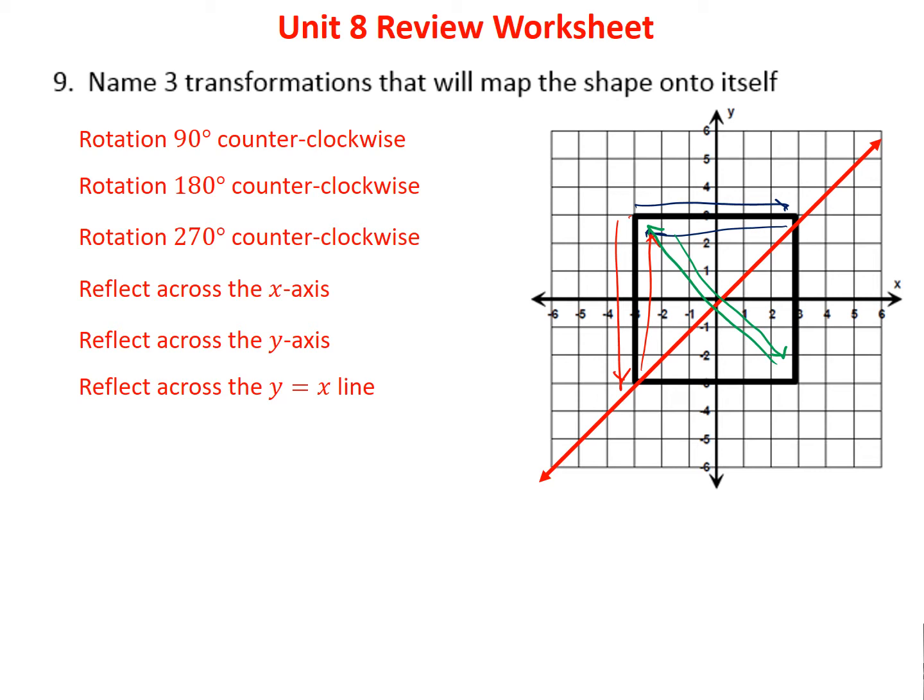On the test, you're probably going to have a rectangle, so you won't be able to do all of these because a rectangle is a little bit different shape, not as consistent. But notice I could also reflect across the y equal minus x line. So there are numerous ones there.